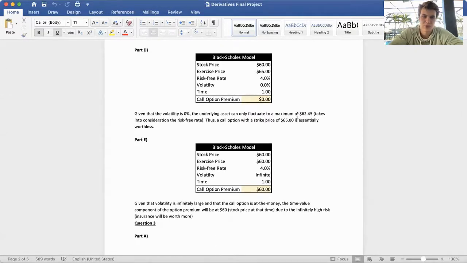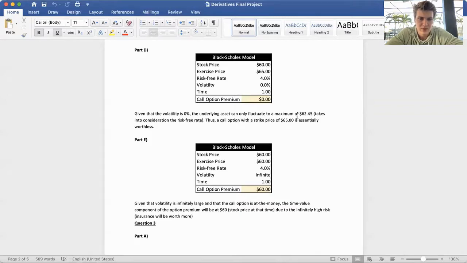Third part of the question, like I said, the stock price is $60. Exercise price is also $65. So it's a little higher than last time. The risk-free rate is 4%. And the volatility on this one is 0%. And then the time is also 1 year.